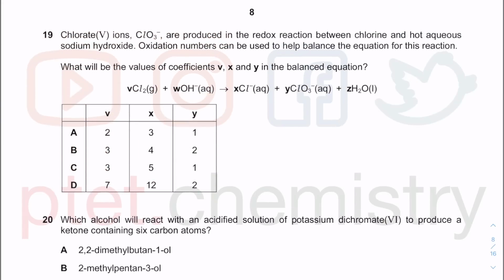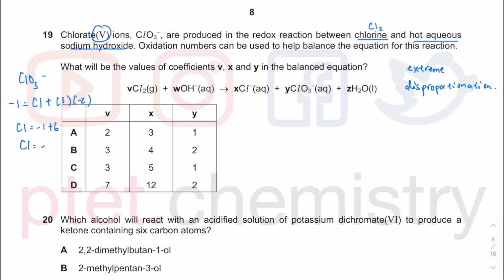Now question number 19 is about redox equations, and we have this between chlorine and hot aqueous sodium hydroxide. So this is the more extreme disproportionation, where you will not stop at chlorine plus 1. Instead, it will stop at chlorine plus 5. It's called chlorate(V). If you think about ClO3 minus, minus 1 is the oxidation number of the ion because of the charge of the ion. You have 1 chlorine, you have 3 oxygen, each of which is minus 2. So the chlorine is going to be minus 1 plus 6. Chlorine is plus 5. It's called the chlorate(V) ion.